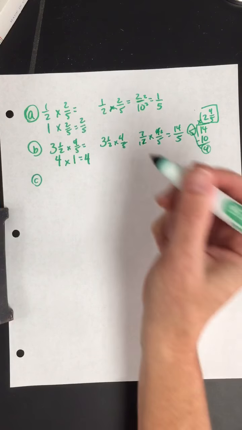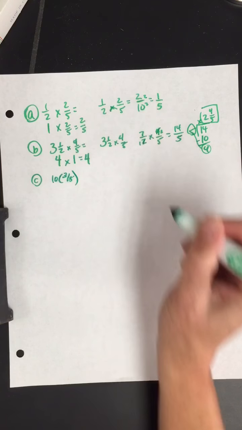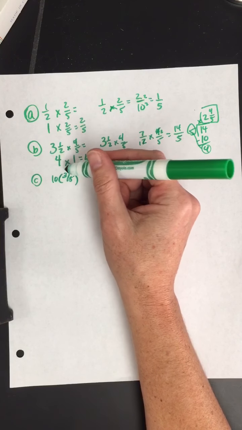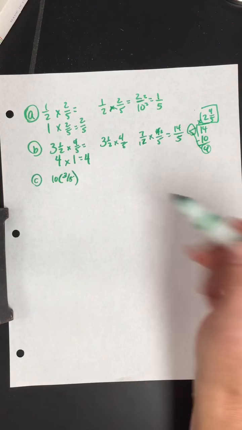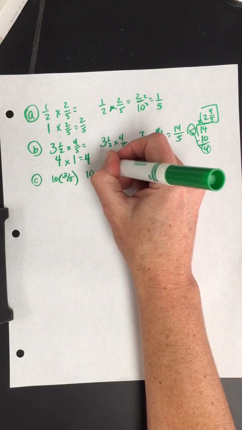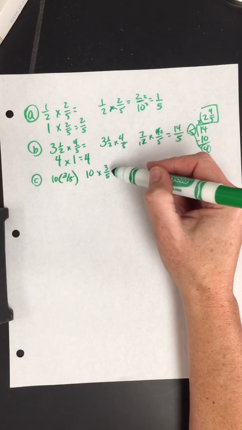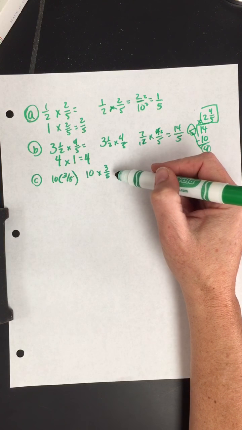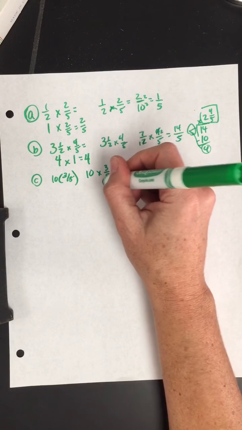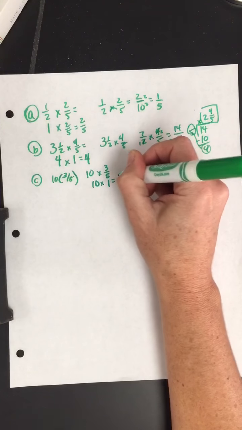C is 10 times 3/5. We could choose to rewrite this if the parentheses confuse us, like this. To estimate, we round our fraction. If it rounds up to a 1, we do it. If it doesn't round to 1, we leave it alone. 3/5 will round to 1. You have 10 times 1 is 10. So that's our estimate.